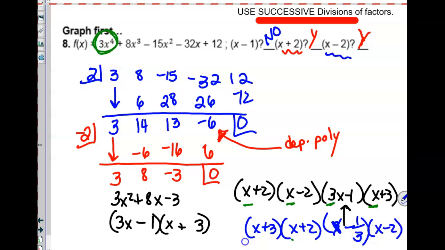This is wrong. Why is this not the factored form? If I FOIL that all back together, am I going to get this equation? No.